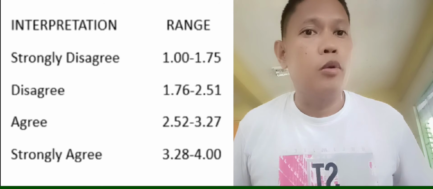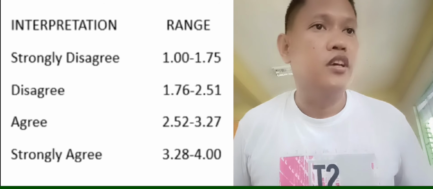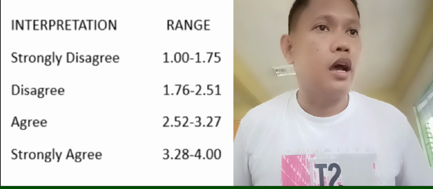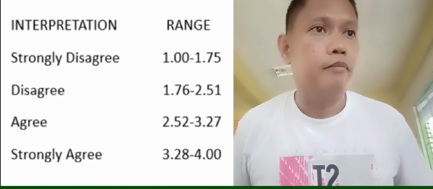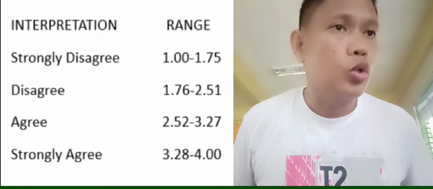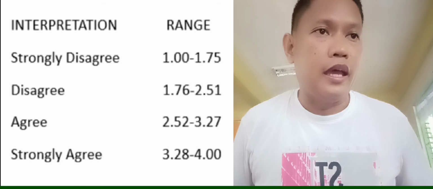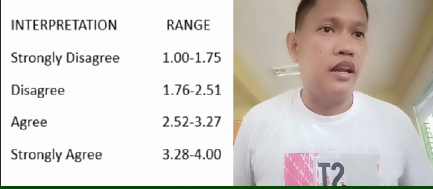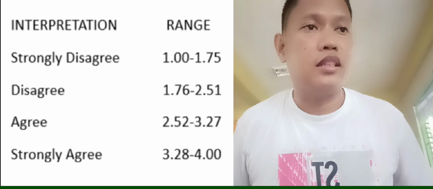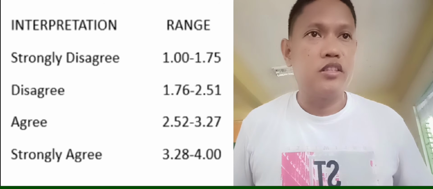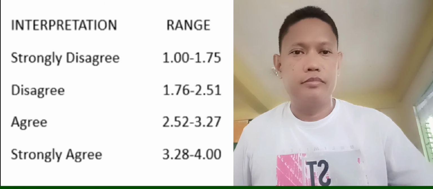So plus 0.75, so 1 to 1.75, and then we'll start at 1.76 to 2.51 for disagree, and then we're gonna start at 2.52 plus 0.75, that's the reason why it's 3.27, and the next one, for strongly agree, will start at 3.28 to 4. So that is the interpretation with the corresponding range. Okay?